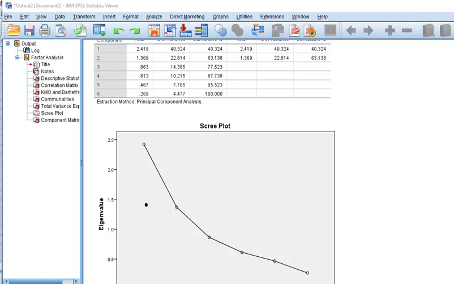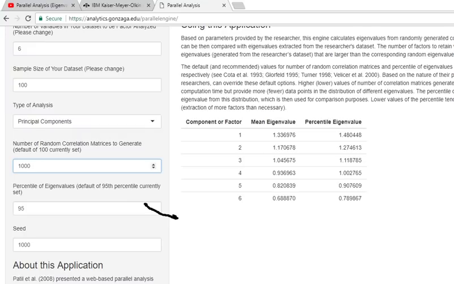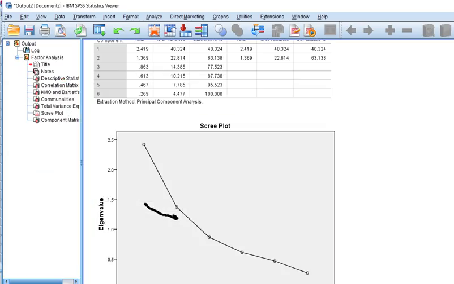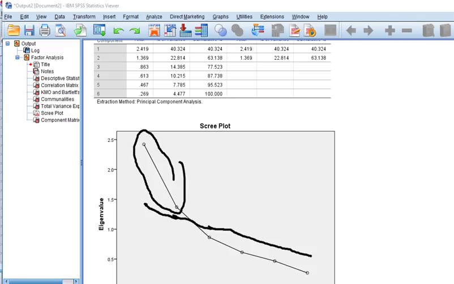You can see that these are randomly generated eigenvalues. Then the third one is 1.11, and for that third one you can see it's 0.863 from our data. So 1.11 is going to put the randomly generated eigenvalue right around here. You can see now at component 3, the randomly generated eigenvalues are exceeding those from my data, and so that would suggest that I want to retain a two-component solution. This is a more stringent approach to determining the number of components to retain.